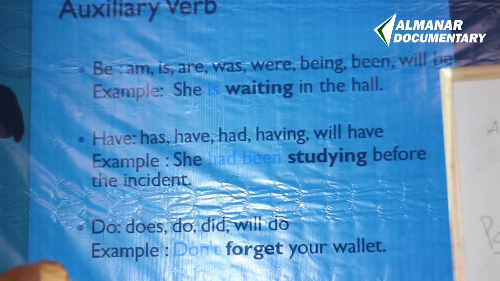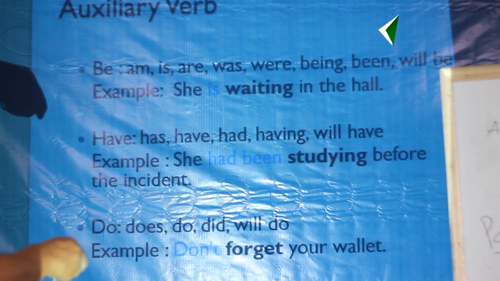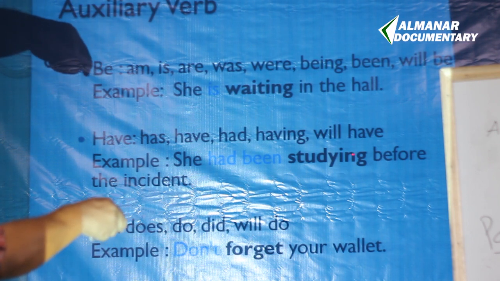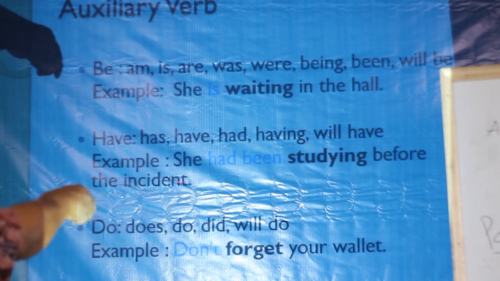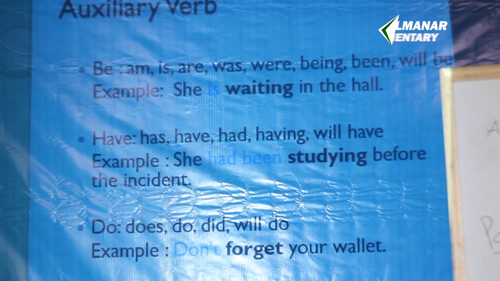You know main verb? And why do we have had been? To assist studying, to show the indication that before the incident, she had been studying before the incident.